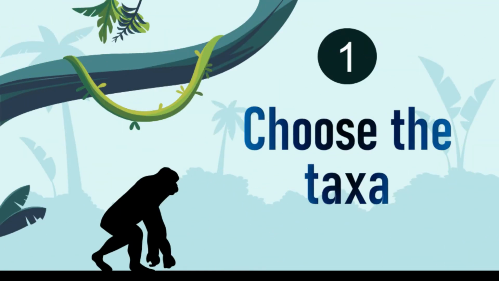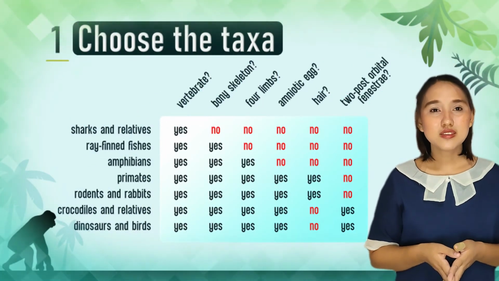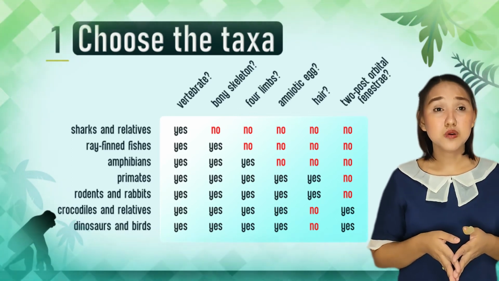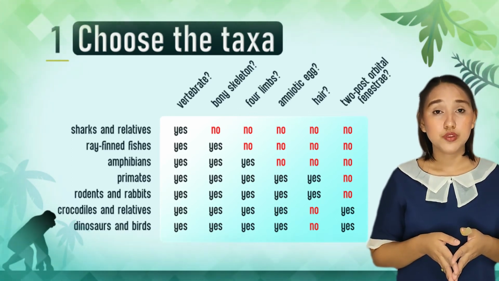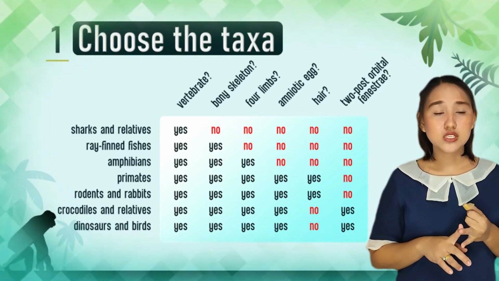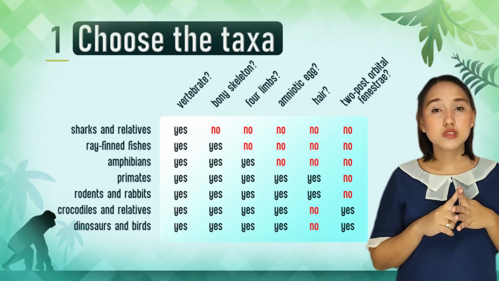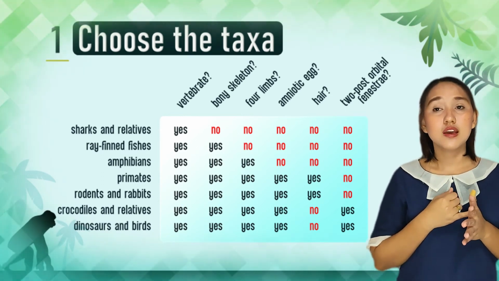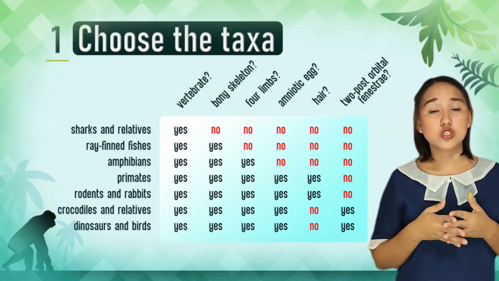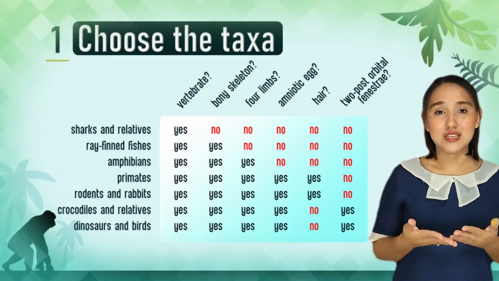Step 1. Choose the taxa. Again, you decide to study the major clades of vertebrates shown in the leftmost column of this table. We have here sharks and the likes, ray-finned fishes, amphibians and primates, rodents and rabbits, crocodiles and relatives, dinosaurs and birds. Many of the vertebrate lineages are excluded from this example for the sake of simplicity.